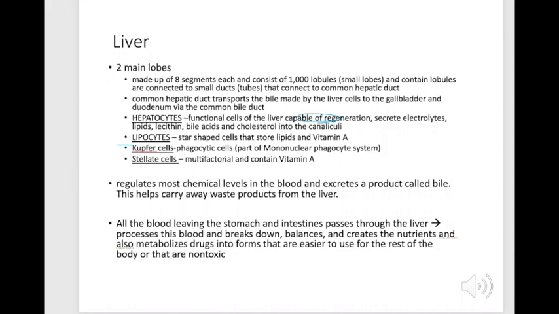The liver regulates most chemical levels in the blood, excretes a product called bile, and that helps carry waste products away from the liver. All blood leaving the stomach and intestines passes through the liver, which processes this blood, breaks down, balances, and creates nutrients, and metabolizes drugs into forms that are easier and non-toxic.